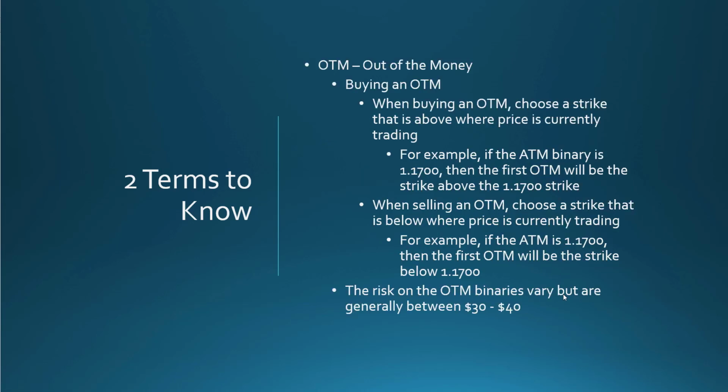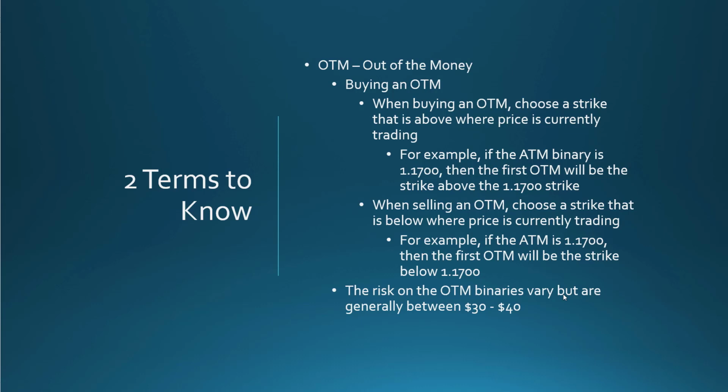Now, an out of the money binary, okay, generally, if you are buying an out of the money binary, you choose the strike price that is above where price is currently trading. So, for example, if the at the money binary is 1.1700, then the first out of the money will be the strike above 1.1700.